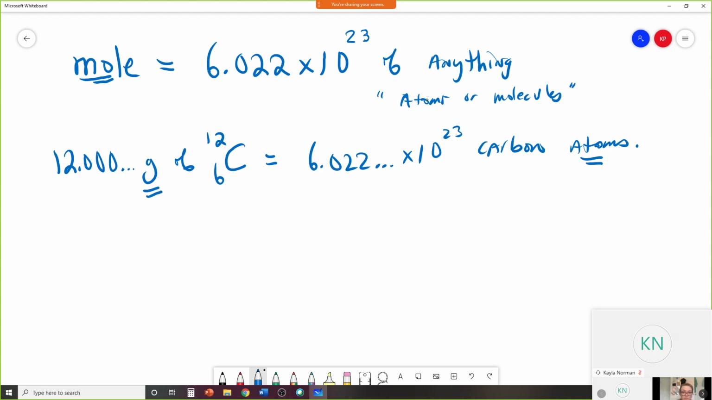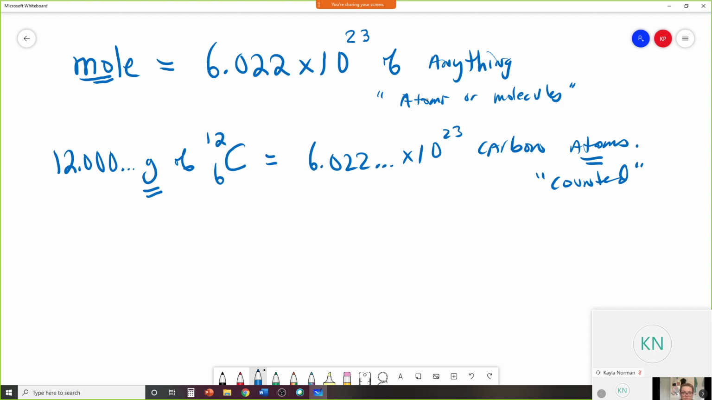Now, atoms are counted. You count out the atoms. Now, 6.022 times 10 to the 23rd is an awful lot of atoms. As a matter of fact, there's not even that many grains of sand on the entire planet. 10 to the 23rd is a huge number, but atoms are small.